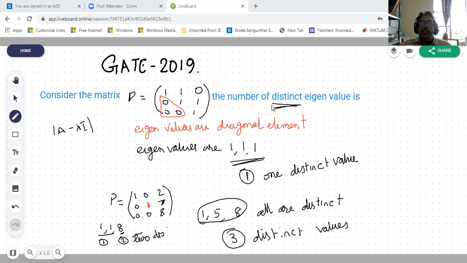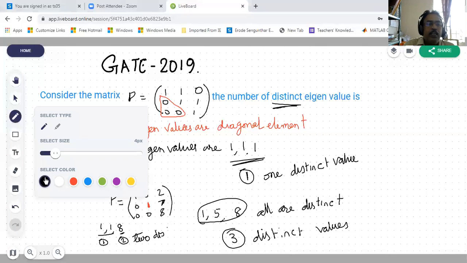What does distinct mean? Distinct means it should not be repeated, it should not have any relationship with the others. So 1 is distinct, 5 is distinct, 8 is distinct. Coming back to the problem, this is an upper triangular matrix for which the lower triangle is 0. Whenever you have an upper or lower triangular matrix, the eigenvalues are the diagonal elements.